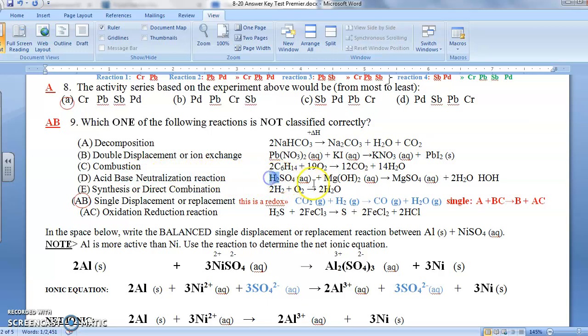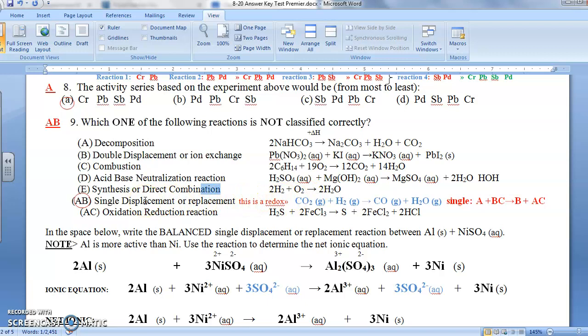Double means this one ends up with that one. This one ends up with that one. Synthesis or direct combination. In these kinds of reactions, we have one product. 2 or more reactants forming one product. That's the case. This is the synthesis of water.